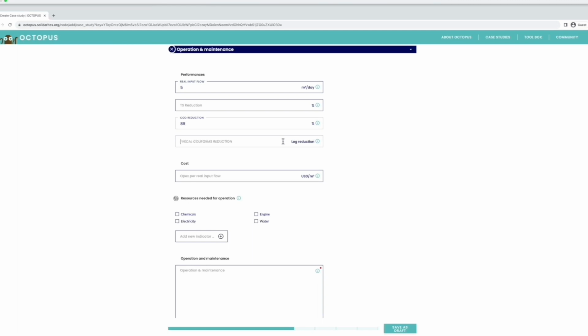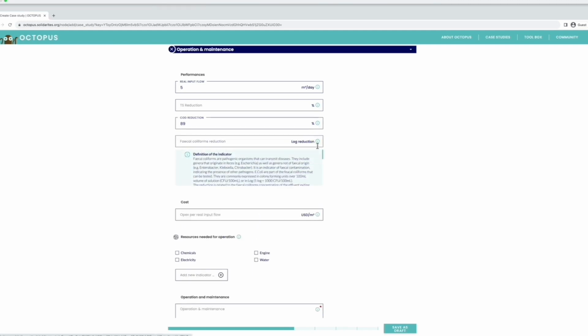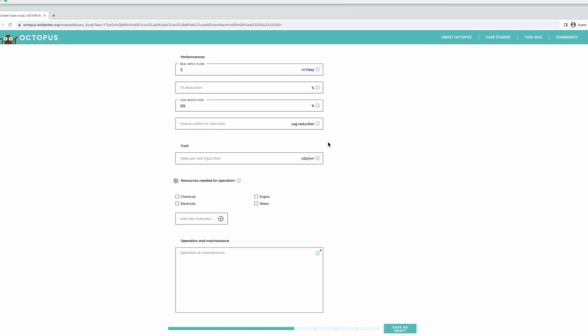Another important performance indicator is the reduction of fecal coliform. Fecal coliforms are pathogenic organisms that can cause diseases. They are an indicator of fecal contamination, which means that other pathogens may be present. E. coli are part of the fecal coliforms that can be tested. They are usually expressed in colony-forming units per 100 milliliters volume of solution. The reduction of fecal coliforms is related to the difference between the fecal coliforms concentration of the influent entering the fecal sludge treatment site and the fecal coliforms concentration of the effluent exiting the fecal sludge treatment site.